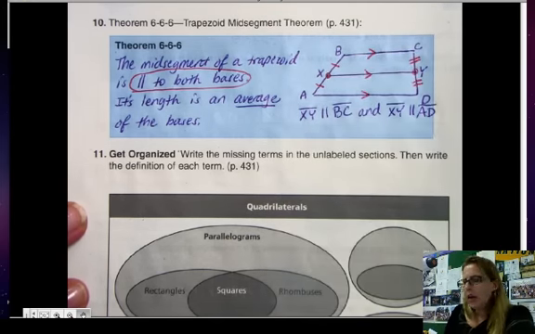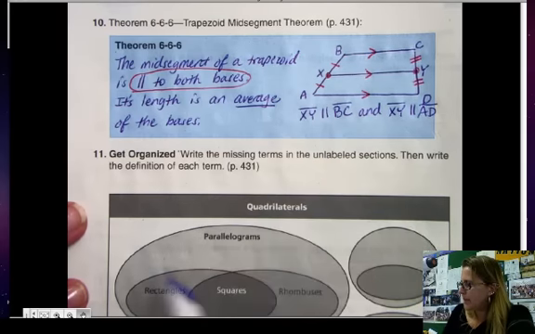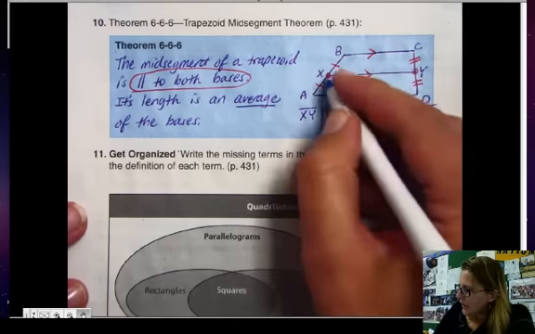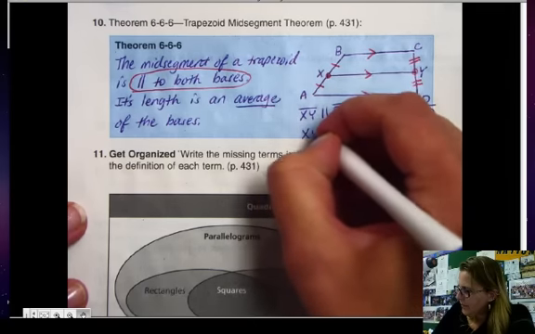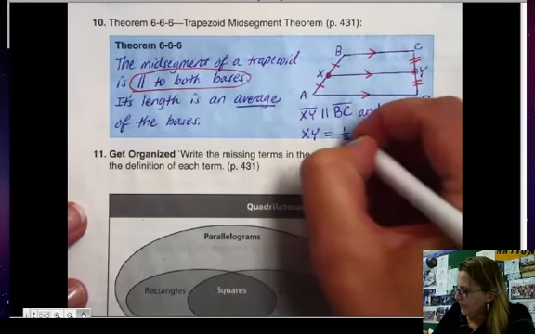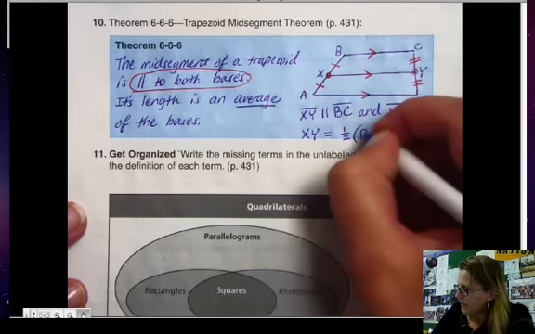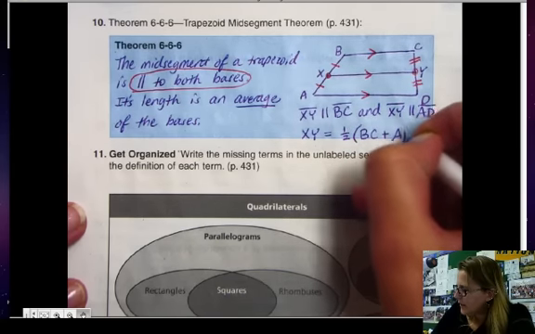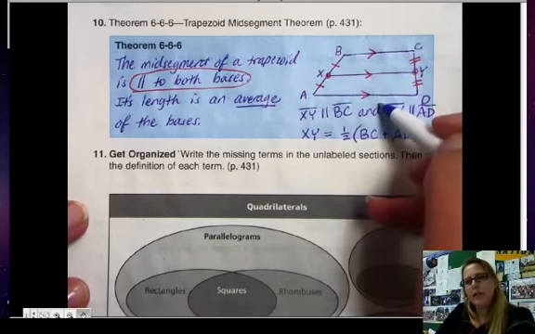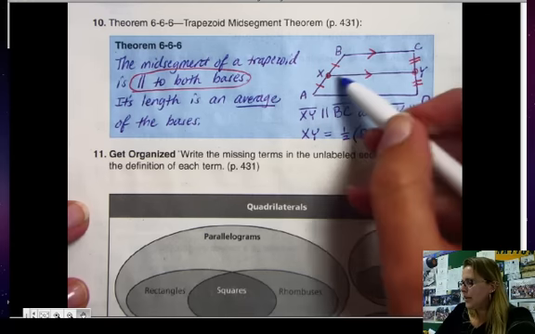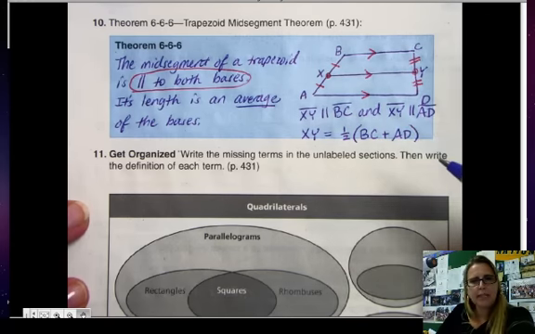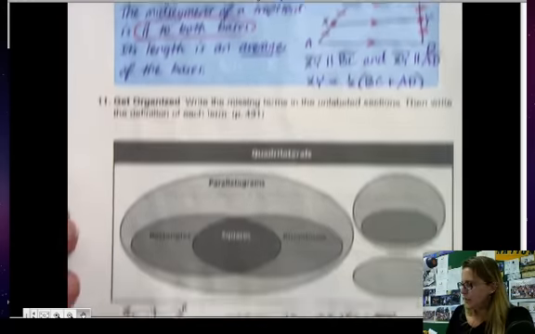Okay? Also, it's an average of the bases. So the length of XY equals 1/2 of BC plus AD. So if you add those 2 together and divide by 2, then you'll get the length of the mid-segment. Okay? So a few things here.